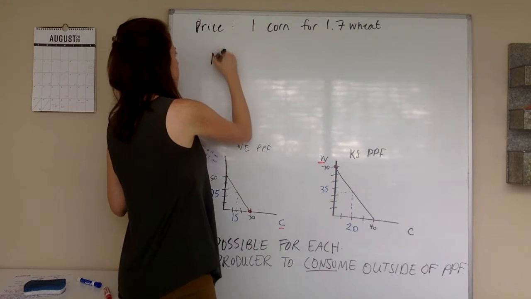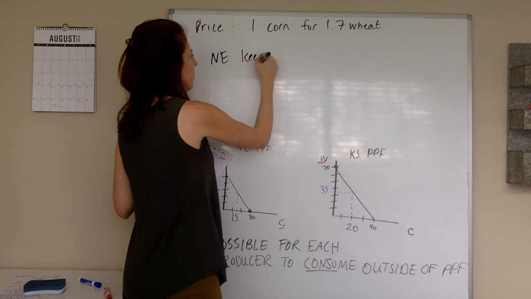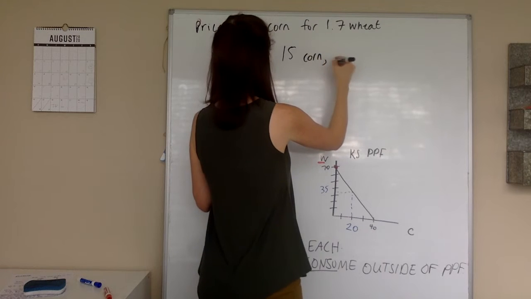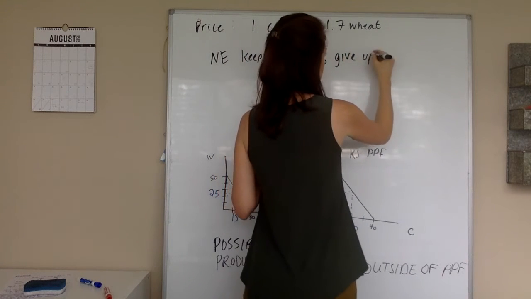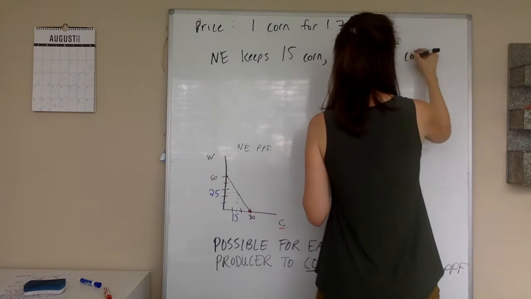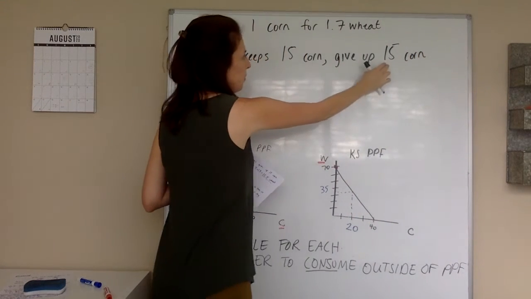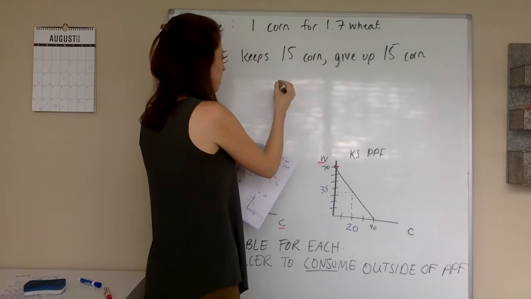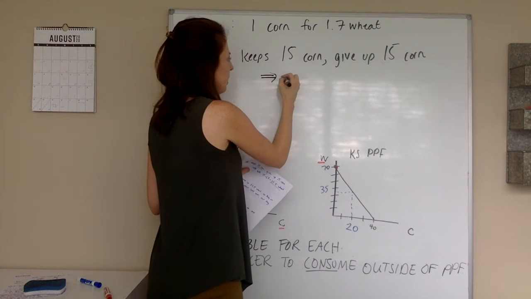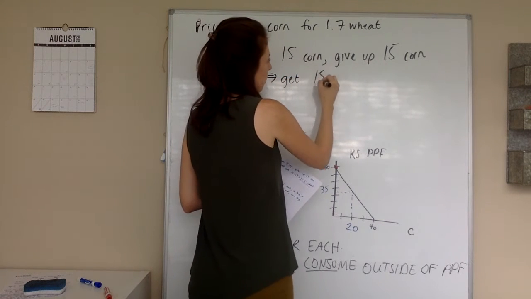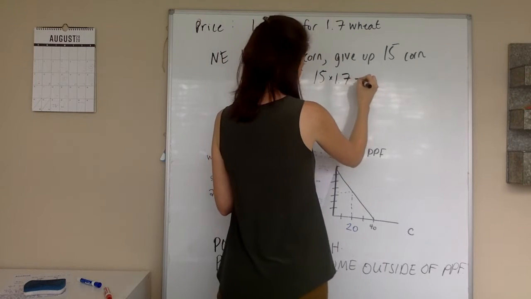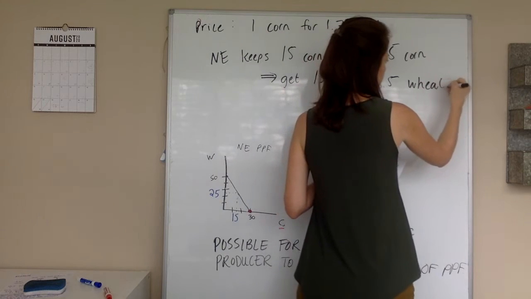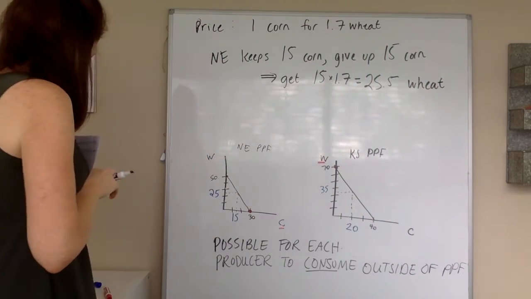So let's just say that Nebraska keeps 15 units of corn, and they give up 15 units of corn. Well, they've given up 15 units of corn, and we know that for each 1 unit of corn they give up, they get 1.7 units of wheat. So Nebraska is going to get 15 times 1.7, which is equal to 25.5 units of wheat.